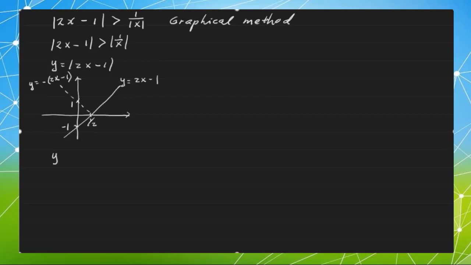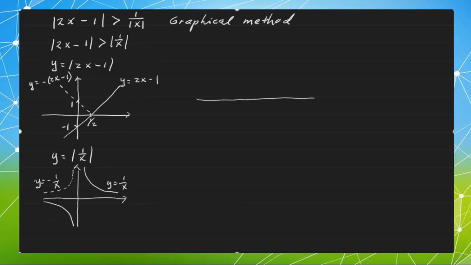Now for the graph of modulus 1 over x, same thing, I start sketching this graph without modulus. That is y equals 1 over x. This is reciprocal. Then same thing, the part below the x-axis I'm going to reflect using the x-axis. So this part of the graph I now label as y equals negative 1 over x. Now I'm going to combine these two graphs in the same diagram.